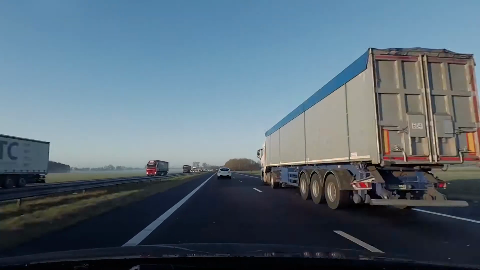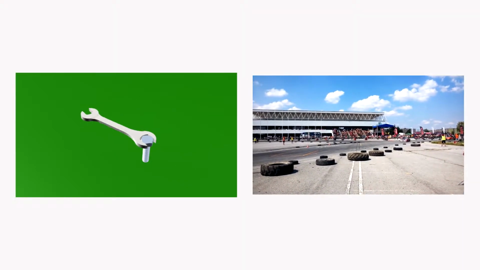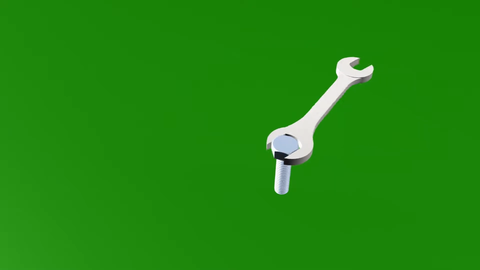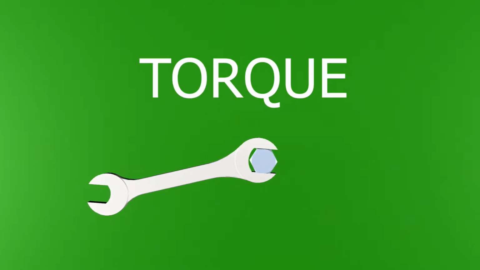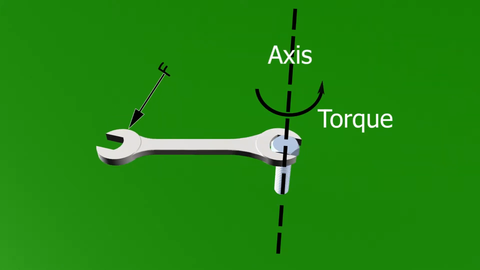In this video, I am going to explain torque, horsepower, and the difference between torque and horsepower. First, we will look at torque. Torque is the twisting force that causes an object to rotate about an axis.